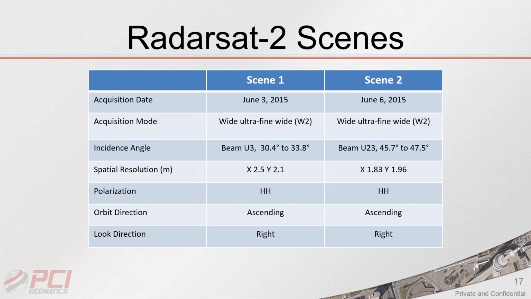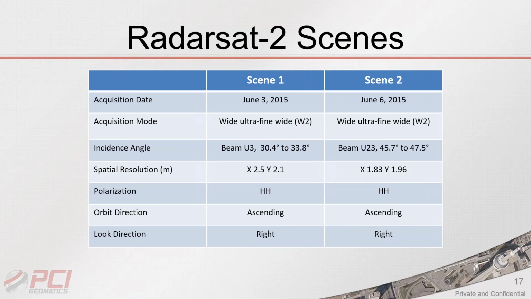So now that I've provided the best practices for scene selection, here's a summary of the SAR imagery I have for this case study. For the acquisition date, I have a small temporal offset of approximately 3 days between June 3rd and June 6th. For the acquisition modes, I'll be using 2 scenes with ultra-fine wide. For the incidence angle, my first scene has an angle of 30.4 to 33.8 degrees, and the second 45.7 to 47.5 degrees. This is good as it conforms to the suggested incidence angle guidelines.